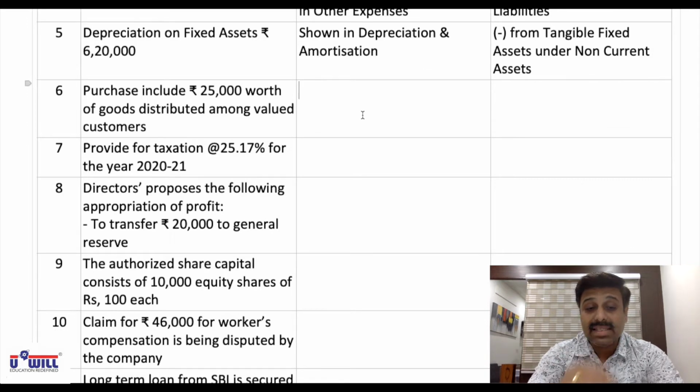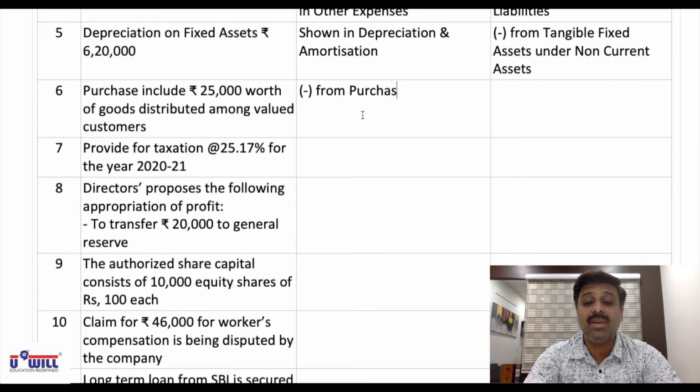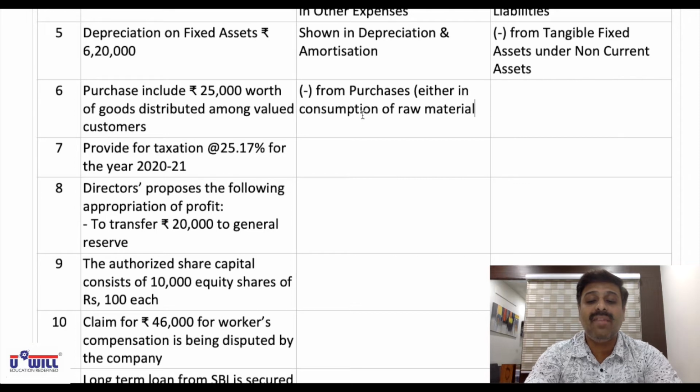Purchases include 25,000 worth of goods distributed amongst valued customers. So what two effects will we give for this? By mistake it's included in purchases, so we will minus from purchases. Now where will we minus from purchases? If it is purchase of raw material, then you'll minus it in purchases in consumption of raw materials, or if it is purchase of finished goods, then you'll minus from direct purchases of finished goods or stock in trade.